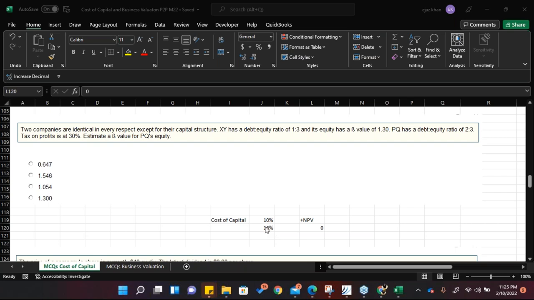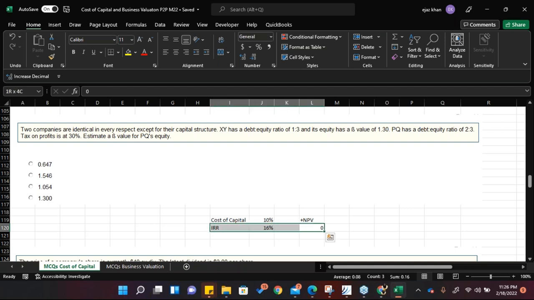So what do you think? What is this 16% called? If I get an NPV of zero at this rate, what is this rate called? That's IRR, right? Yeah, that's IRR. At this rate, if our cost of capital increases from 10% to 16%, our NPV will be zero. So if I know the IRR of the project, I can easily find out the maximum change in my cost of capital that we can afford.